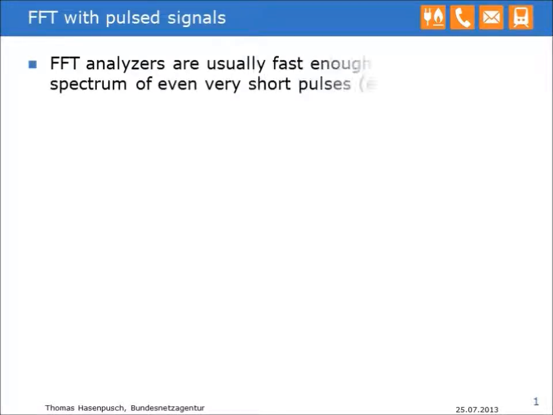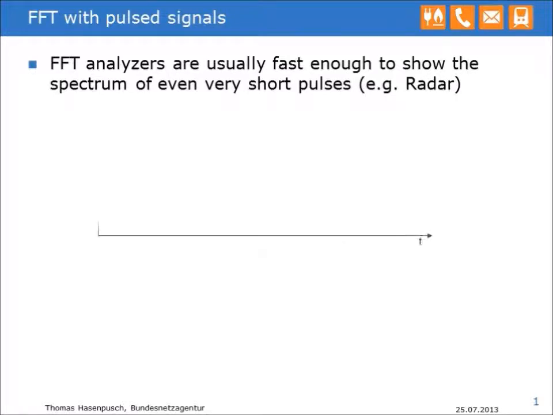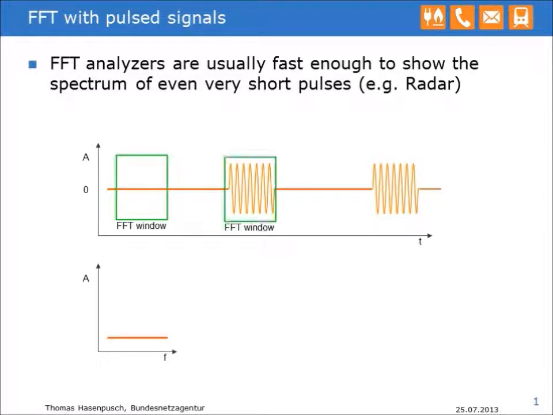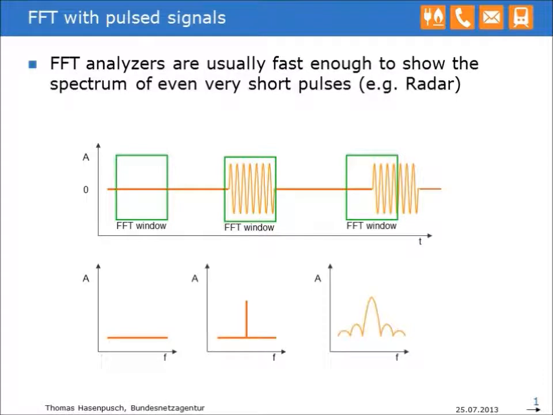And when we come to pulsed signals, and digital signals are often pulsed, then there's another issue with FFT, namely it depends on the time when we actually acquire the signal. Usually the FFT is fast enough to show the spectrum of even the shortest pulses. But if this is a pulsed signal and we acquire during that time, it is obvious that we don't get anything on the spectrum display, because the transmitter is off. So we see only the noise.